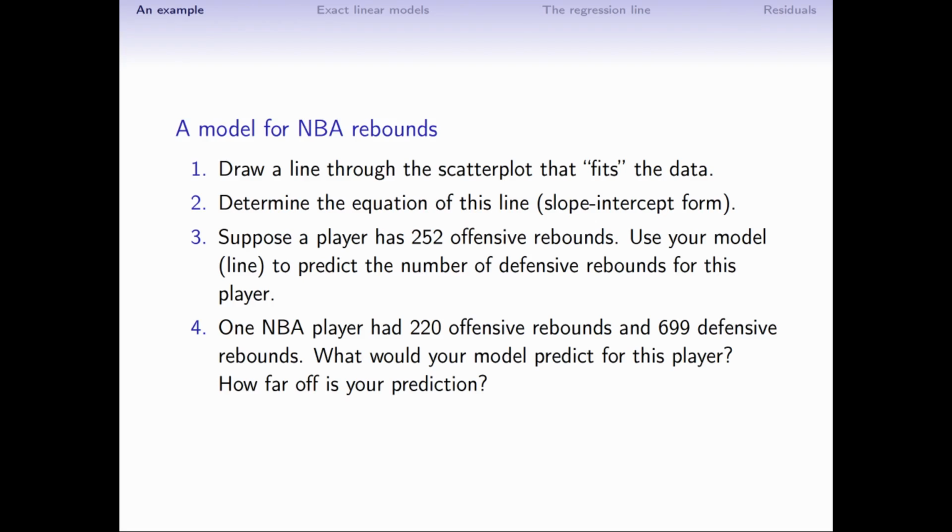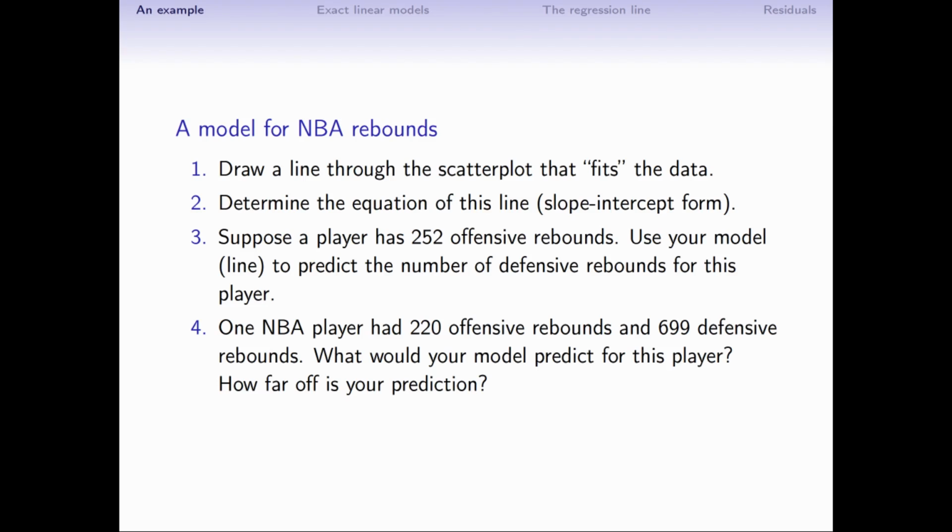Step 2 is going to be to determine the equation of this line, and we're going to put it into slope-intercept form. Typically this is done by trying to find a couple of coordinates that the line passes through. Then we can quickly find the slope of the line and we can put it into slope-intercept form. We'll take a look at that in just a second.